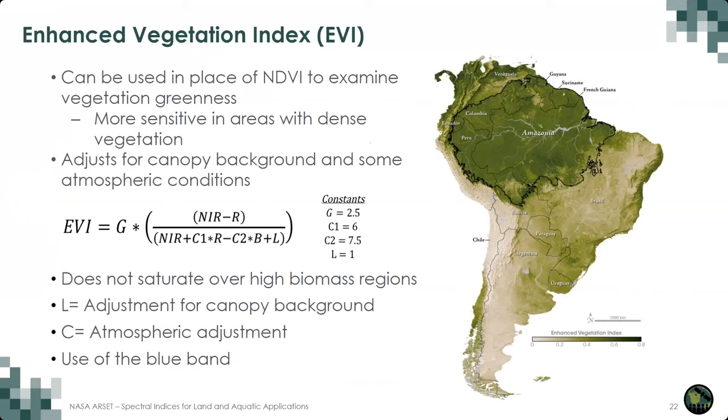The formula here on the left shows how EVI is calculated. You can see that it uses the near-infrared, red, and blue bands, and how the atmospheric adjustment, also known as C, adjusts for canopy background in some atmospheric conditions.